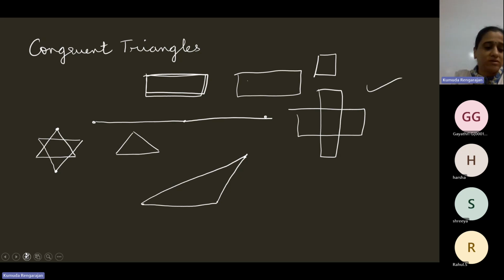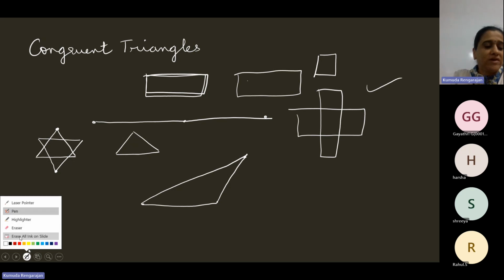Okay, so that's about congruency. When two things are identical, when two triangles are identical, they're called congruent triangles. So when we say identical triangles, all the angles of one triangle will be equal to the corresponding angles of the other triangle, and all the sides of one triangle will be equal to the corresponding sides of the other triangle. The three angles of one triangle will be equal to the corresponding three angles of the other, and the three sides of the first triangle will be equal to the corresponding three sides of the other.